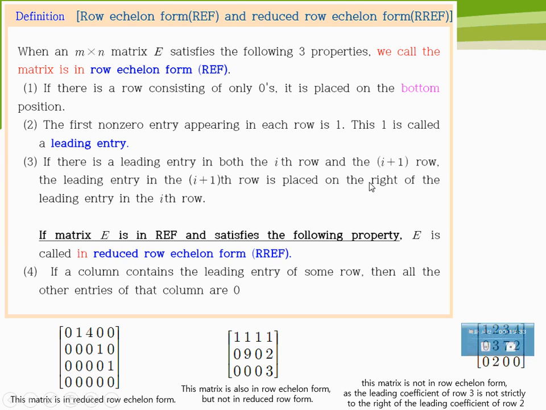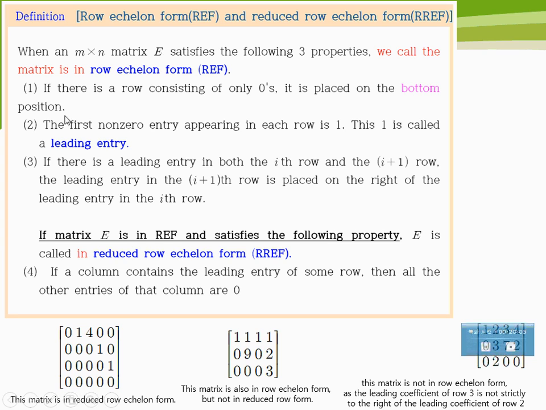Okay. In order to do this, we define a row echelon form and a reduced row echelon form like this. An n by n matrix E is called a row echelon form if it satisfies these three properties. First, any row consisting of only zeros is placed at the bottom position. Every row which consists of zeros should be on the bottom.